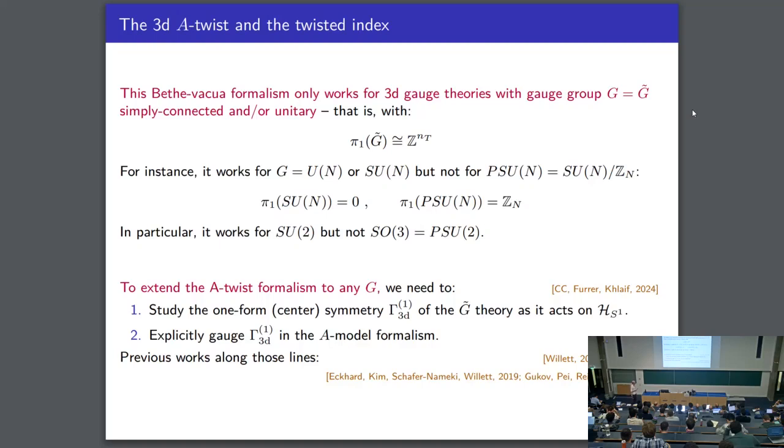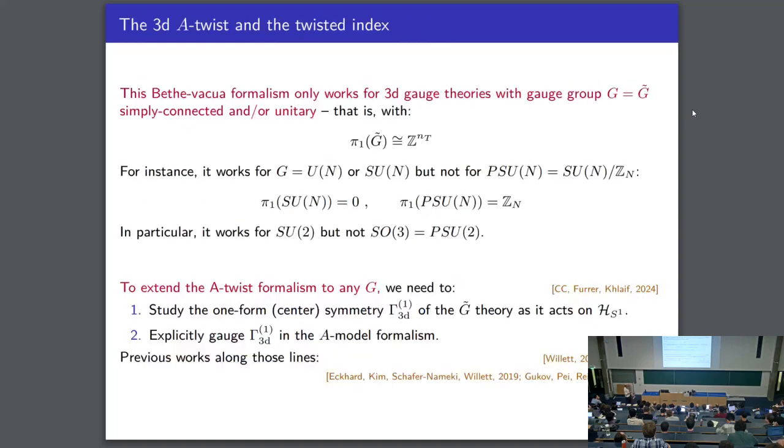So we want to extend the Bethe formalism to this setup of a general gauge group. To do that, we will follow two steps. First, we consider the theory with G equal to G tilde, let's say an SU(N) gauge theory, which has a one-form symmetry. Then we study all the operators of the one-form symmetry in this theory, their expectation values and so on. If we sum over all the insertions, that's the same as gauging, and we will get down to, let's say, the PSU(N) theory.